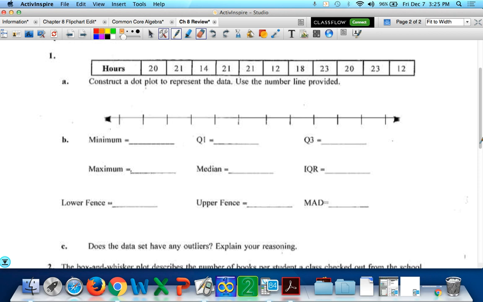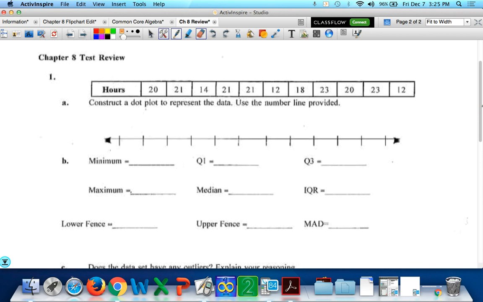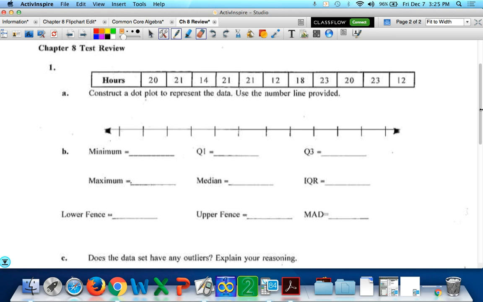the Chapter 8 test review videos. This first problem has you construct a dot plot. In order to construct a dot plot, I have to have a number line. It even says use the number line provided, okay?